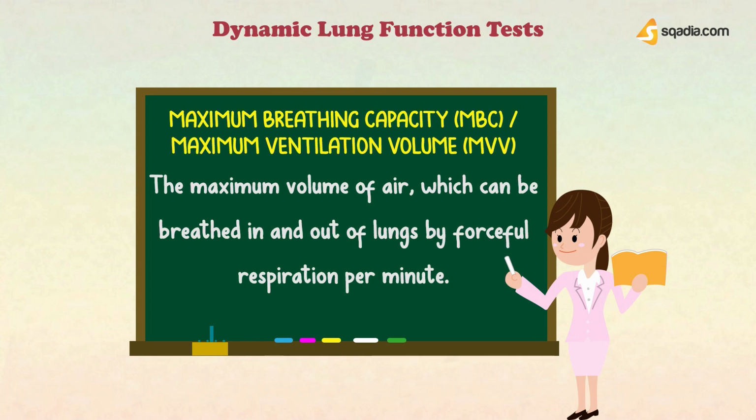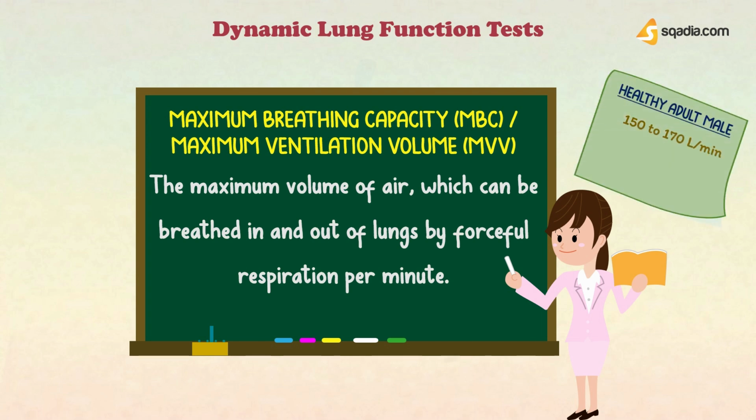Here, by forceful respiration, I mean hyperventilation, that is, increase in both rate and force of respiration. Now remember that MBC is a dynamic lung capacity. This is also reduced in respiratory diseases. In healthy adult male, it is 150 to 170 liters per minute, and in females, it is 80 to 100 liters per minute.